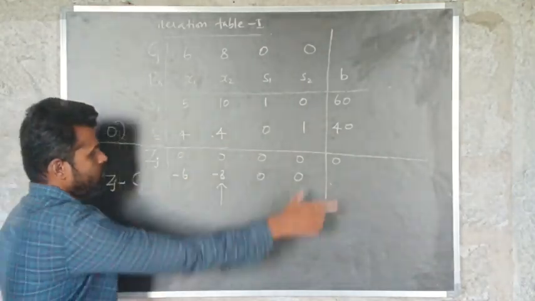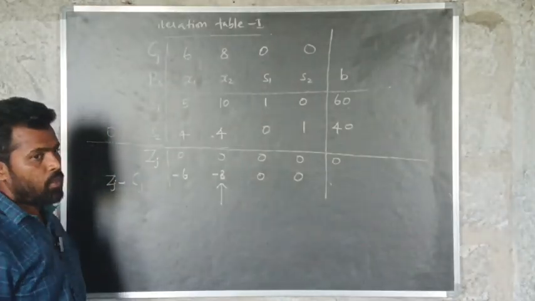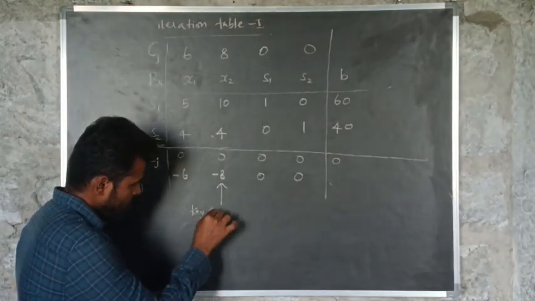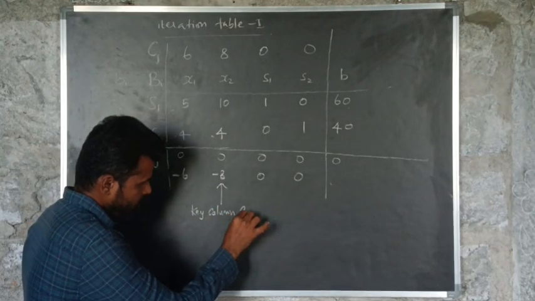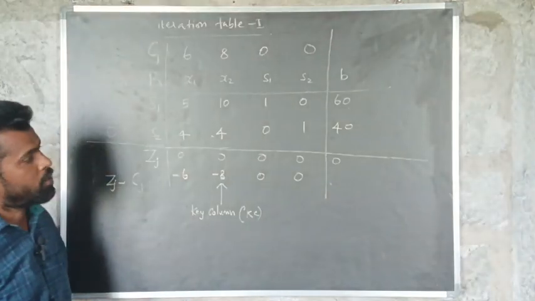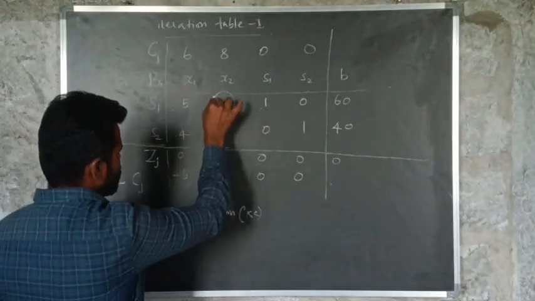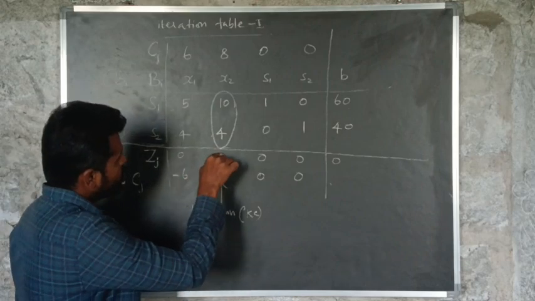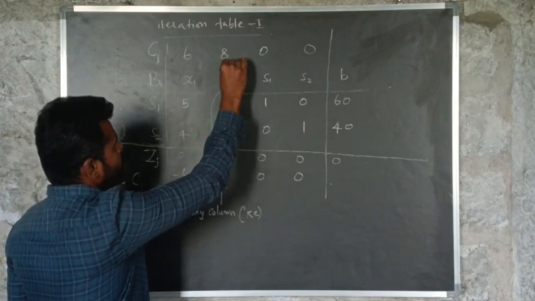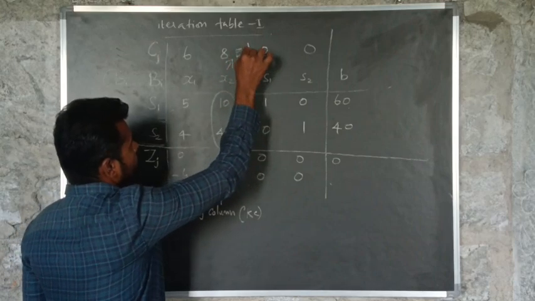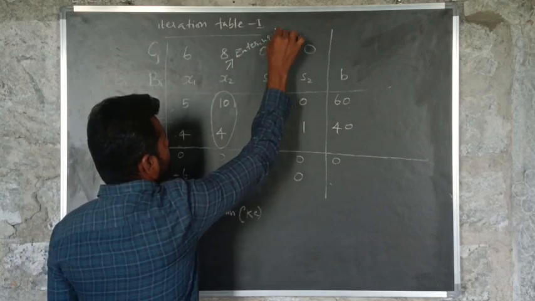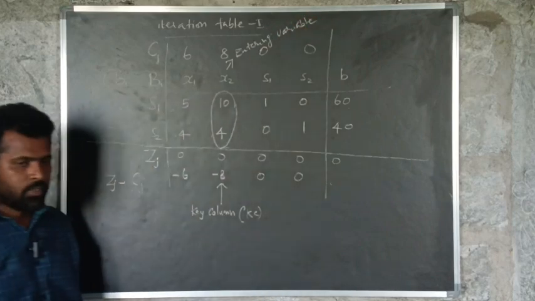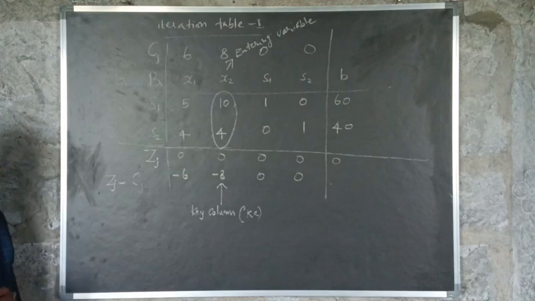Among these, the lowest value here is minus 8. This I am going to choose as the key column. We will call it KC for naming and understanding. The variable with respect to the key column, x2, we call the entering variable. Next we are going to find the key row.